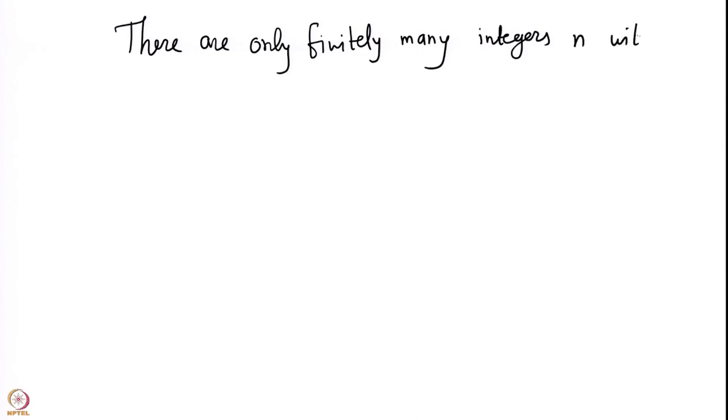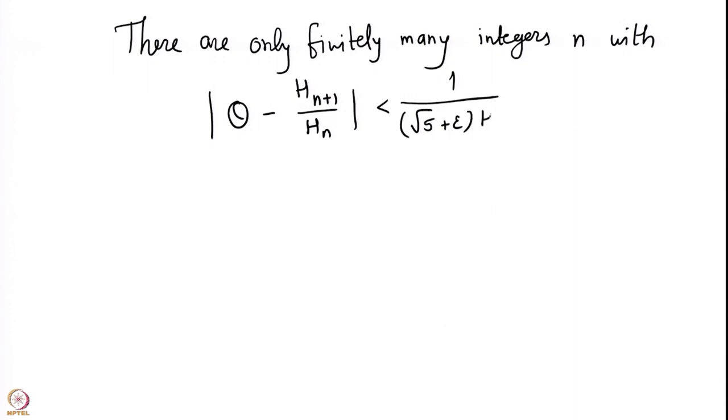So now what we want to prove is the following: that there are only finitely many integers n with mod theta minus h n plus 1 upon h n less than 1 upon root 5 plus epsilon h n square. So, this is our result.